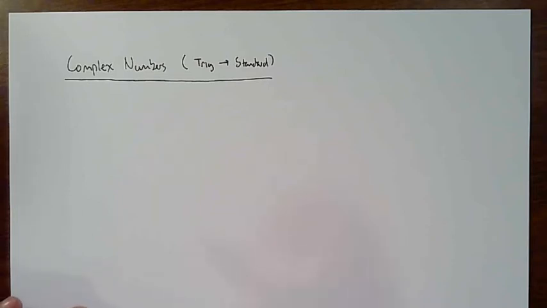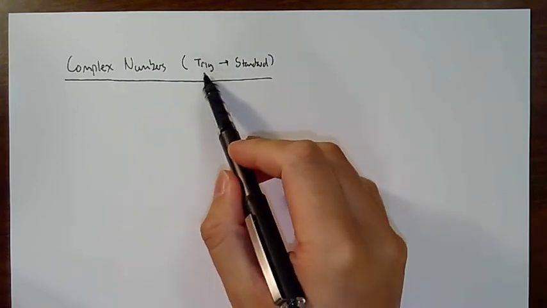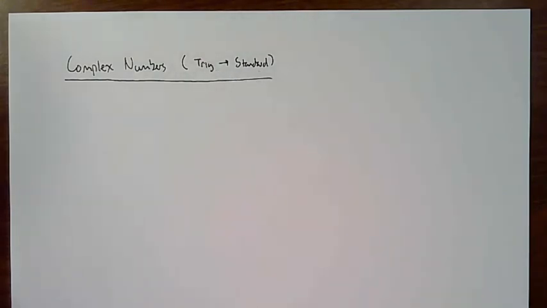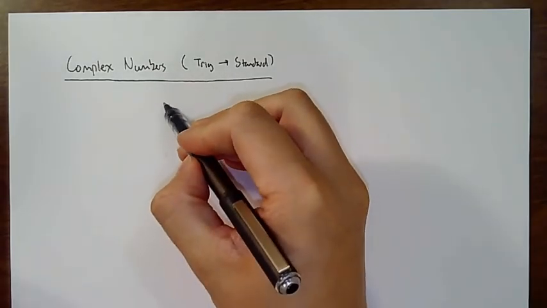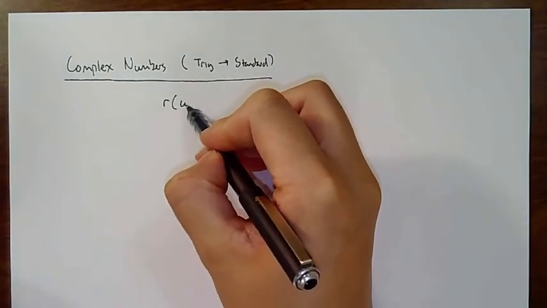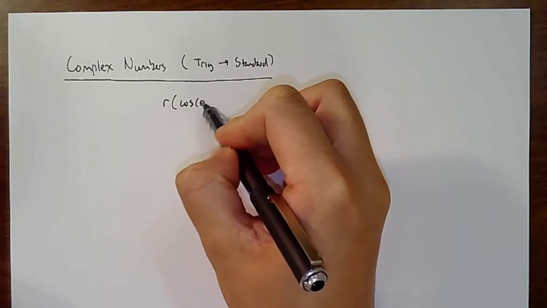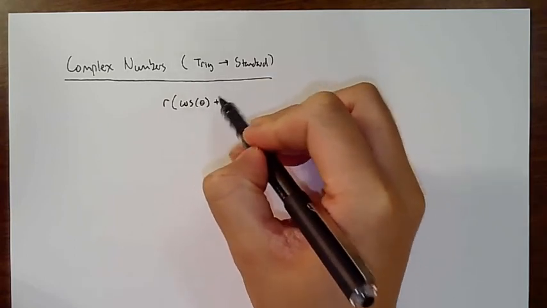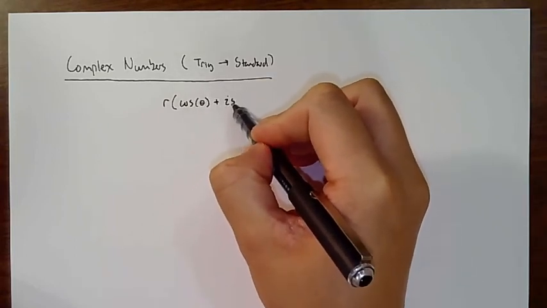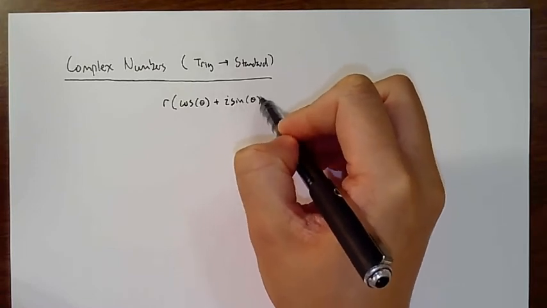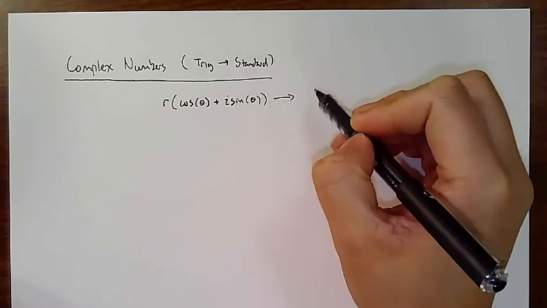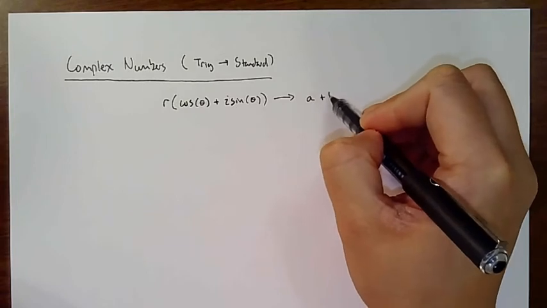Okay, so in this video we're going to talk about complex numbers a little more. We're going to talk about converting from the trigonometric form to the standard form. This video is going to be pretty short because it really just amounts to simplifying some trig things and doing a little bit of algebra. But to review, we are going to take something in trigonometric form, which is r times cos theta plus i times sine theta, and we're going to convert it to a plus bi.